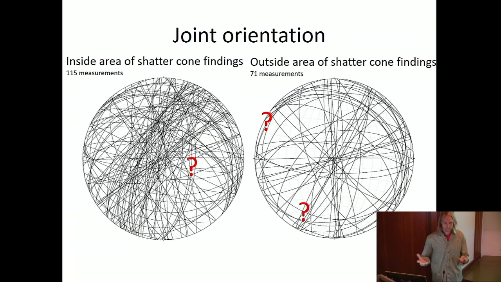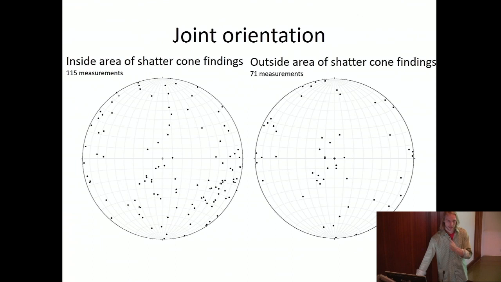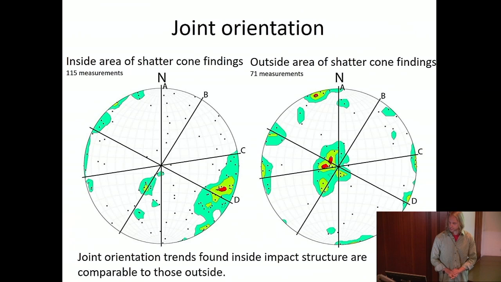so what is there to do? The first thing I did, I took pole points to our joint trends. So pole points will plot as dots on the Schmidt net, each dot being 90 degrees from the plane. Here we can already see some clusters of joint trends, which I then quantified by making a contour map. Now this really shows some trends outside and inside the structure. Outside there are four trends that we can see.